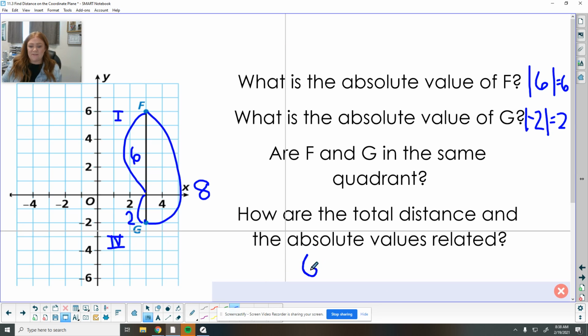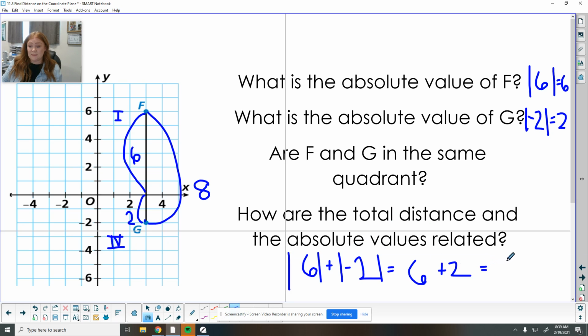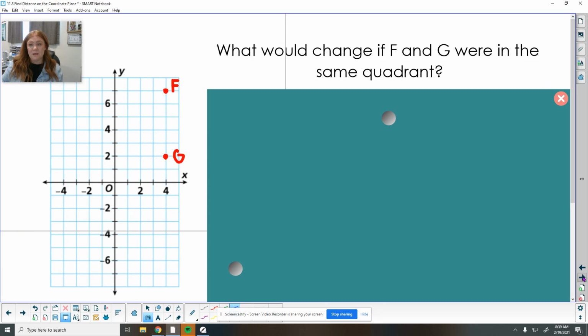So I notice if I take the first absolute value and I add on the second absolute value, this is really like 6 plus 2. Absolute value of 6, absolute value of 2 equals total of 8. So when I take those absolute values and put them together, when they're in opposite quadrants, that gives me that total there. So before you go on and do this task 2, I have another question for you.